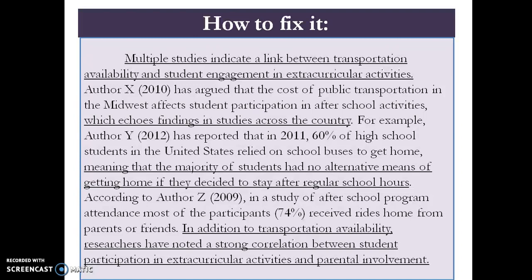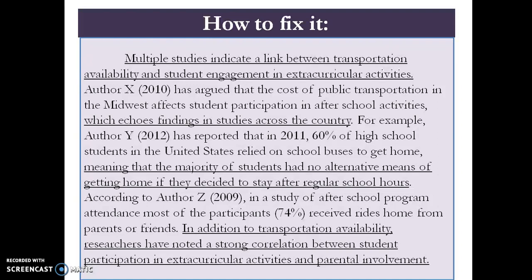Now notice that the second addition is a commentary on what we've just learned. So 60% of high school students relied on school buses to get home in 2011, meaning that the majority of students had no alternative means of getting home if they decided to stay after school because most people are taking the bus. So that establishes that this is a problem, right? So obviously that's important. If you're talking about an issue, you need to show us that this issue exists, that there is in fact a problem.